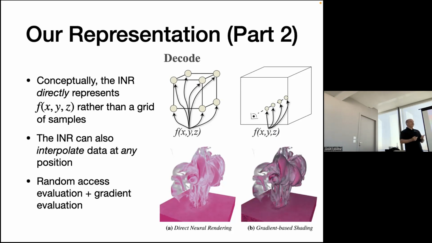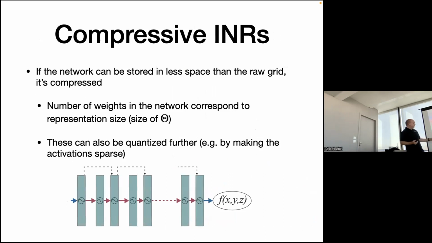What I haven't told you yet though is, well, how do I make compression out of this? Well, compression boils down to the following. My network that I build replaces my volume data set. If the network is smaller than the volume, I've compressed it. And what that means is basically the number of weights that I use at each of these layers are basically my representation of the function.